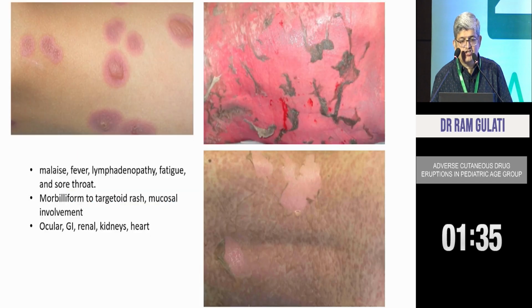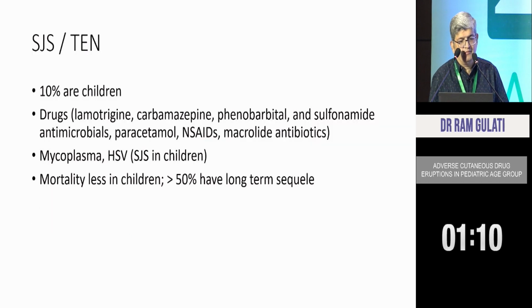But again, if you are seeing sheets of skin coming out, as you can see on the right side, and there are no dots, then just above 10% of body surface area involvement is categorized as toxic epidermal necrolysis. It is associated with prodromal symptoms. You will have malaise, fever, lymphadenopathy, fatigue, sore throat, and morbilliform to targetoid rashes initially, but then they can become confluent and become one, and you can have significant systemic involvement at the same time.